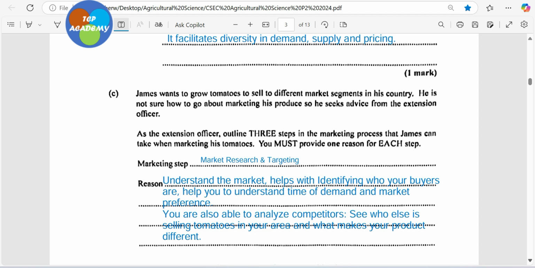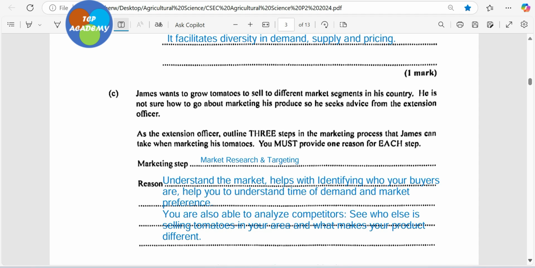You are also able to analyze competitors. So you are going to be planting and you think that there's nobody there, so you plant this big thing, and when you realize the market is flooded with other competitors, just that they are seasonal and you're not seeing them. So it's very important to do the research, that it helps you with competition, to identify competition, see who else is selling tomatoes in your area and what makes your product unique.